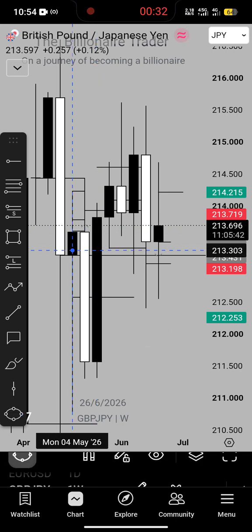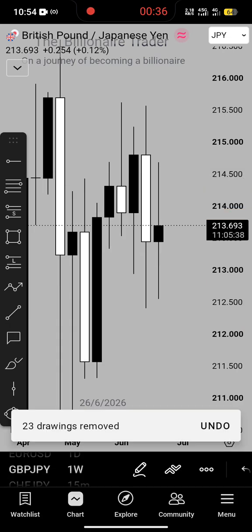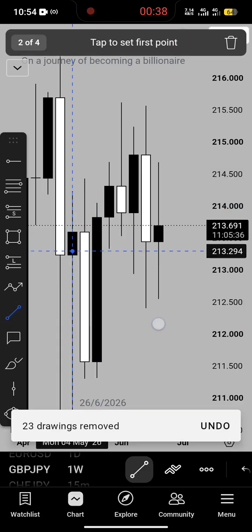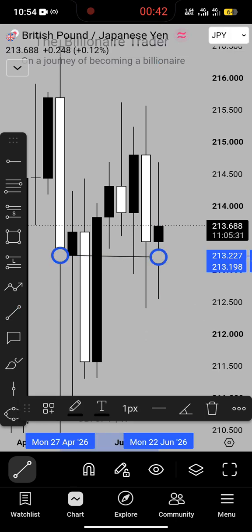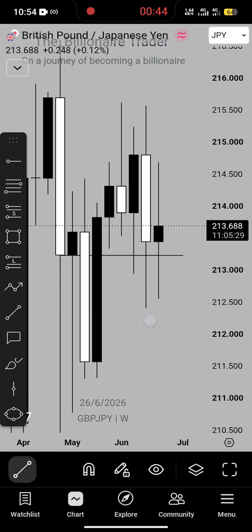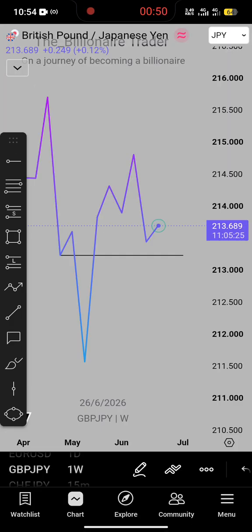Okay, let me clear everything so that I can start all over again. So now I have a clean chart. So we have a key level here. And how do I know that there is a key level there? I'm going to change to line chart so that you can actually see it clearly. So looking at the line charts, we have that key level. That's a support key level that was disrespected earlier.